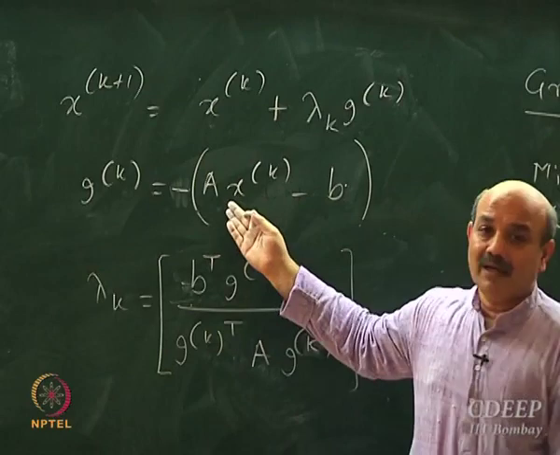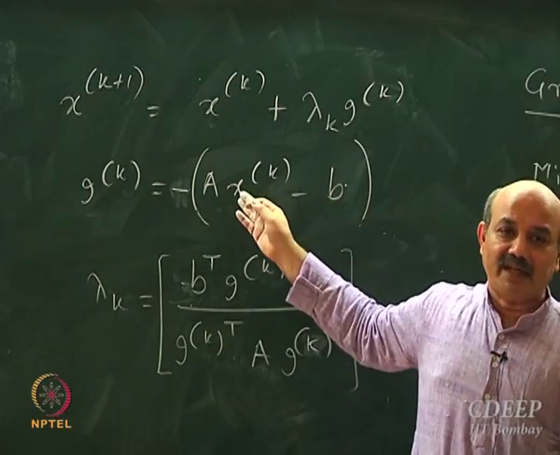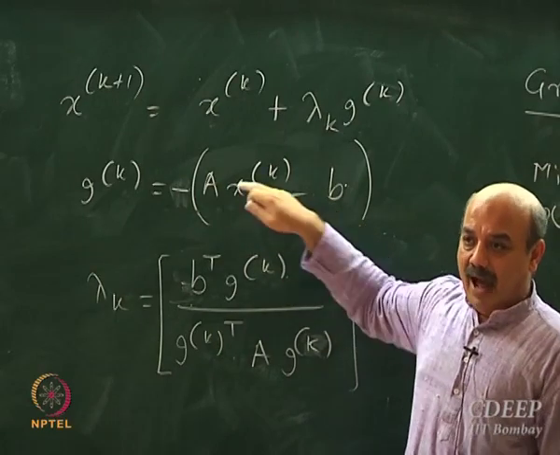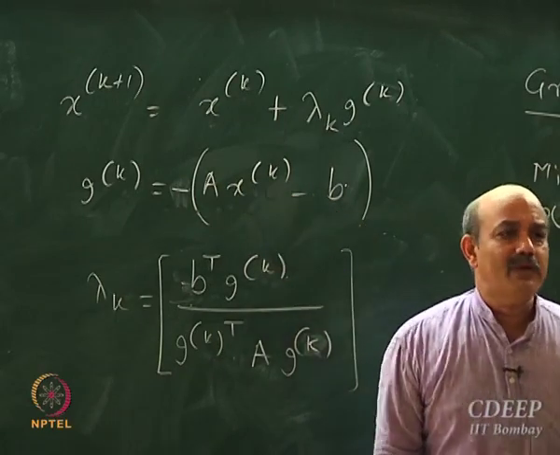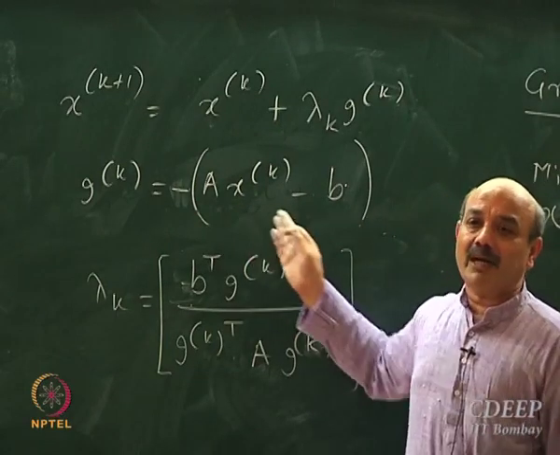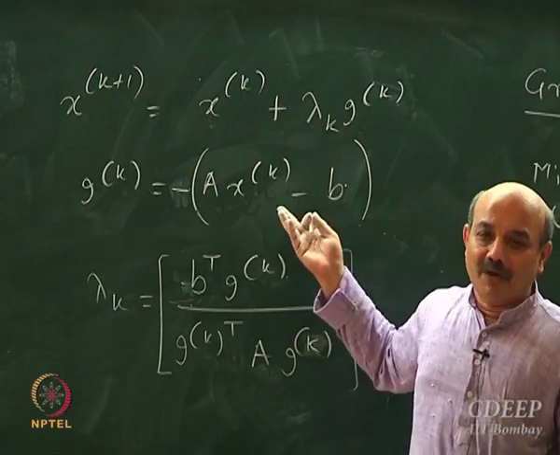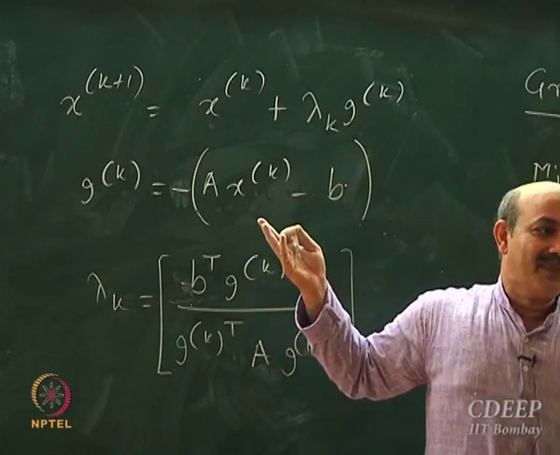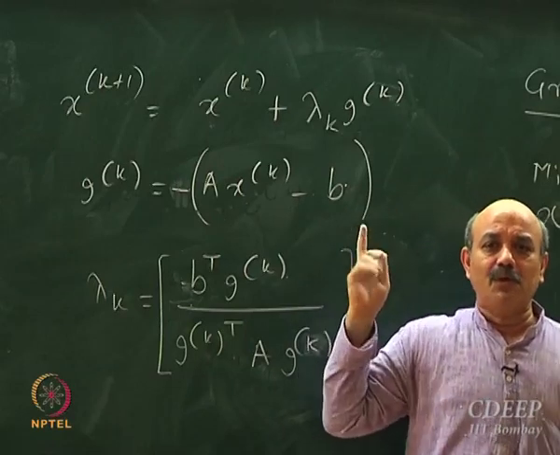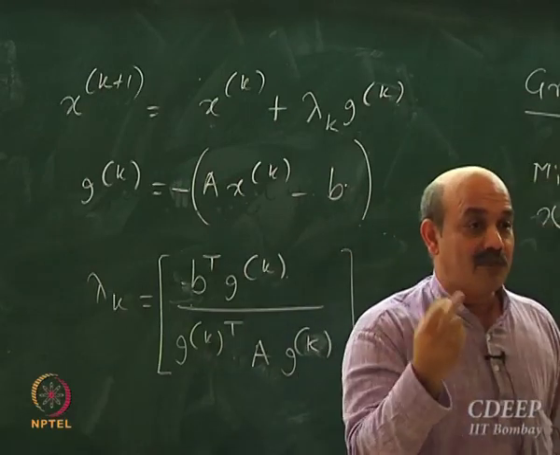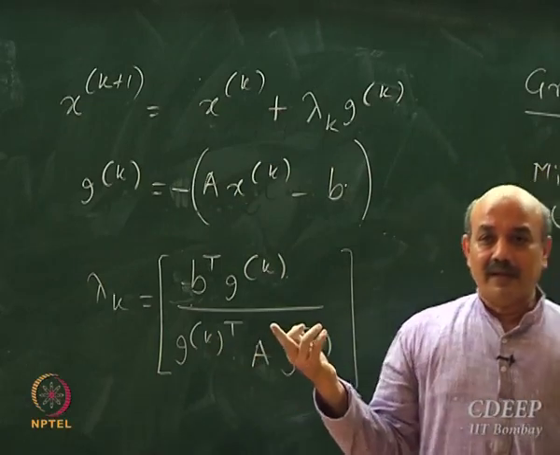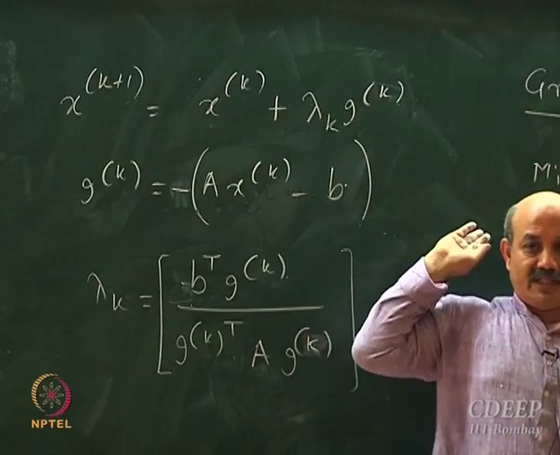The gradient direction is nothing but actually the error between the right hand side and the left hand side. This is my guess solution. This is my b. Actually, I want this. When will you get the solution? When the gradient becomes equal to 0. What is the meaning of gradient becoming equal to 0? You have reached the solution. Very straightforward, simple interpretation in this case. Gradient becoming equal to 0 is the necessary condition for optimality.